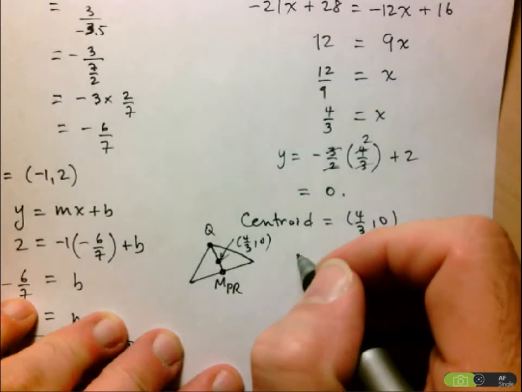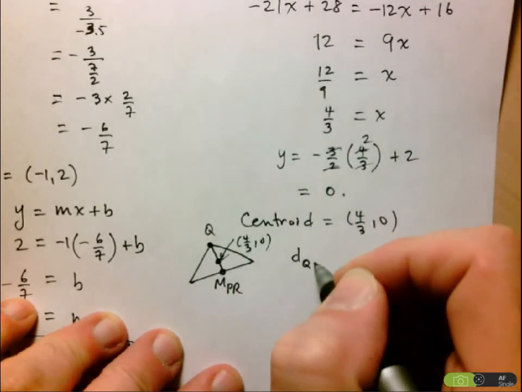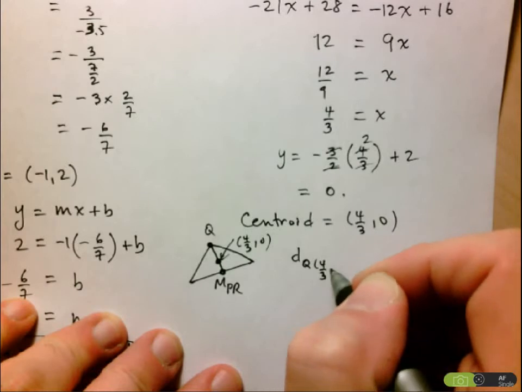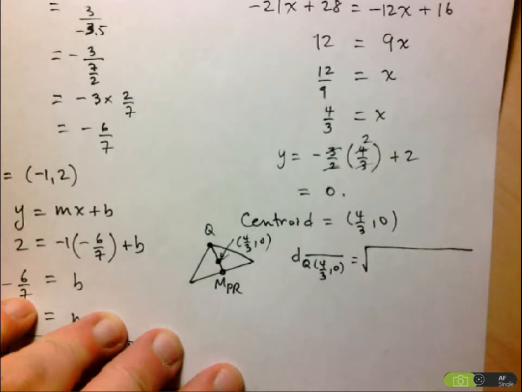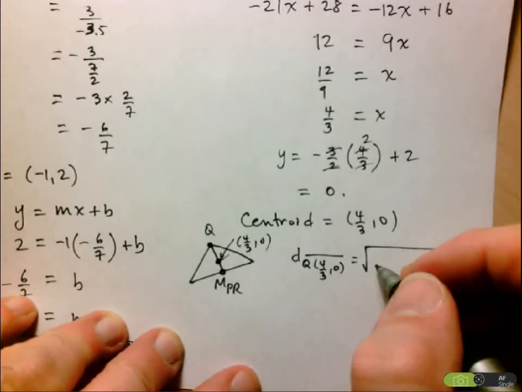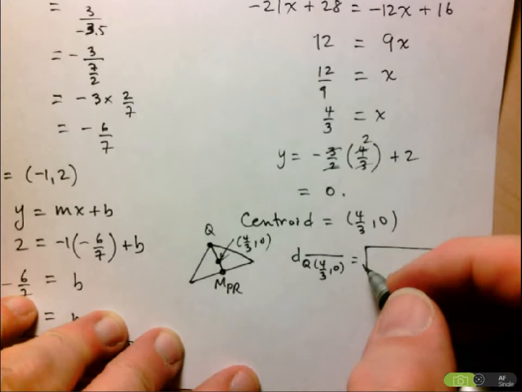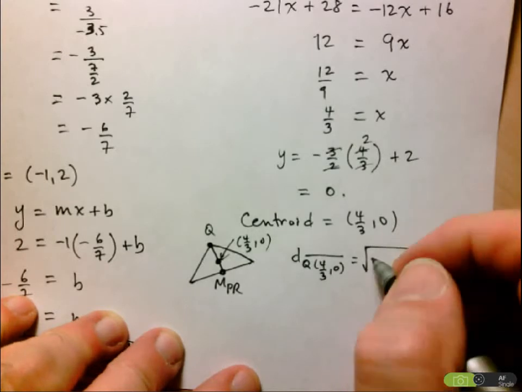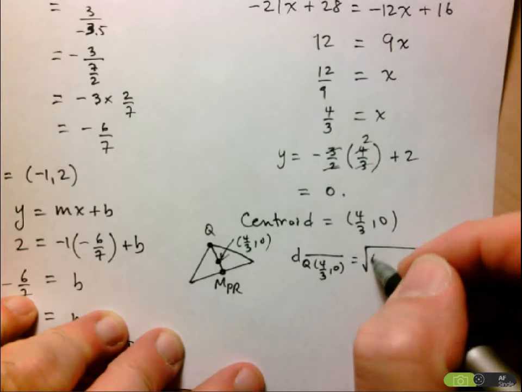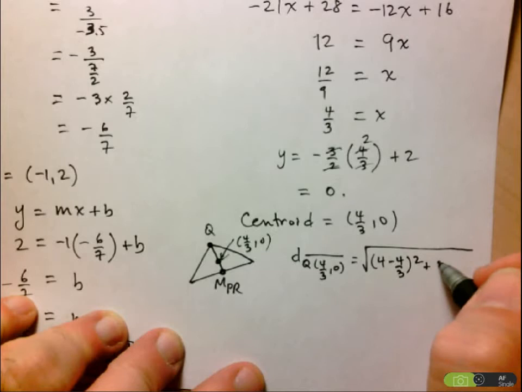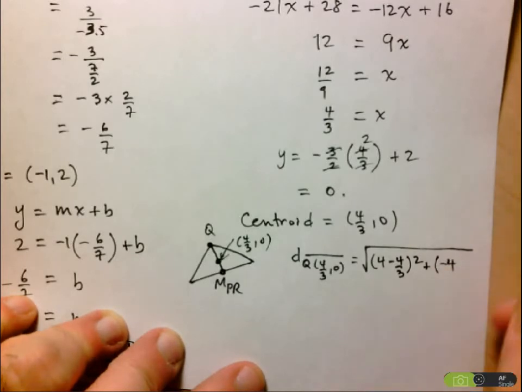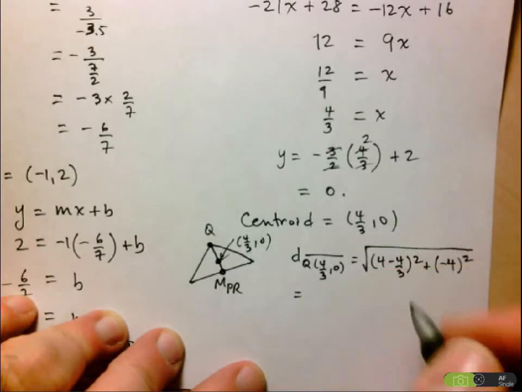Which we call the midpoint of PR, and I'm going to show that the ratio is 2:1. So let's find the distance from Q to 4/3, 0. That's just the square root of x2 minus x1. So here we've got the Q value is 4, -4. So we've got 4 minus 4/3 squared, and then plus y2 minus y1, so -4 minus 0 squared. So that's just 16.